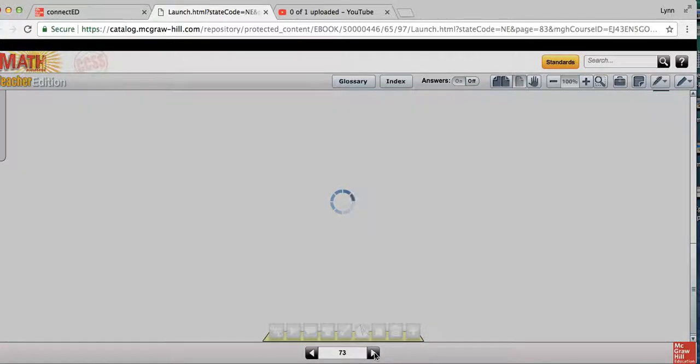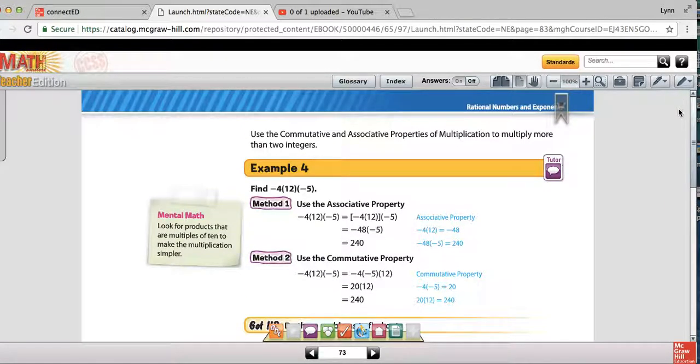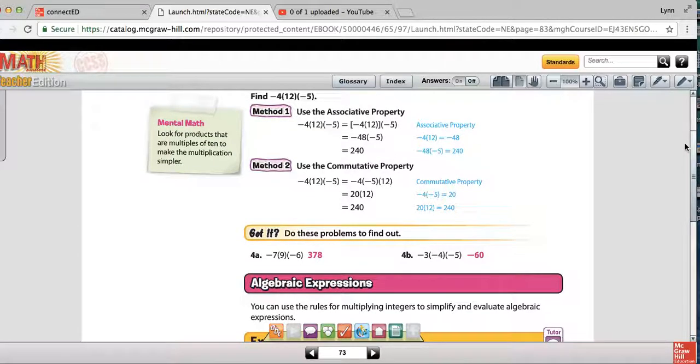The next problem that we're going to take a look at is on page 73, example number 4. In example number 4, we're using the associative property to group numbers together. In method 1, notice that the problem is just grouped with negative 4 and 12, and associate those two together and then multiply by negative 5. Or the commutative property where we multiply 4 and 5 first and get a positive 20, and then 20 times 12 is 240. It's really up to you on how you want to do that.